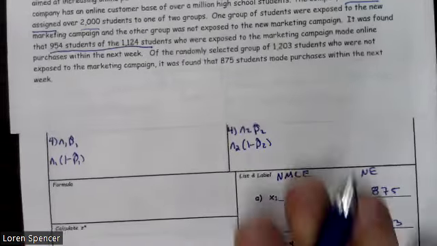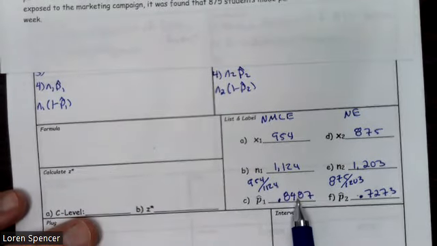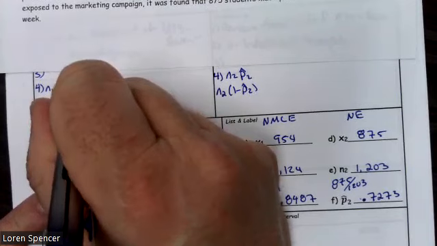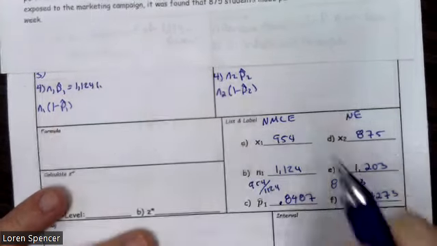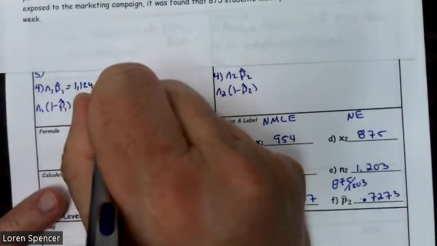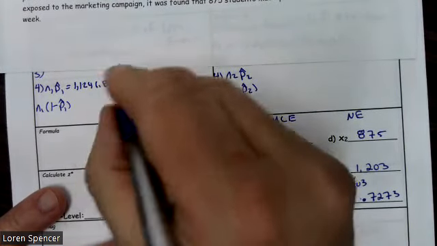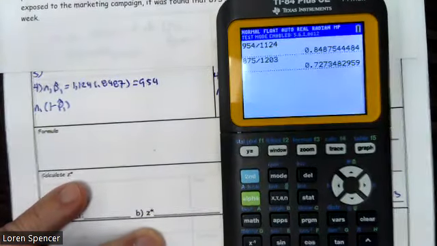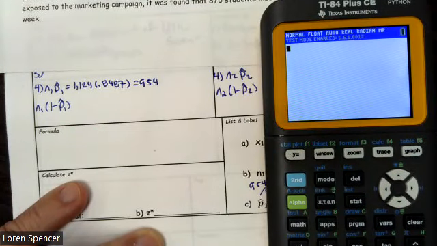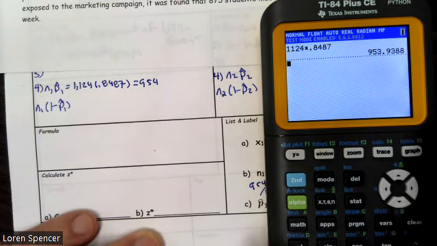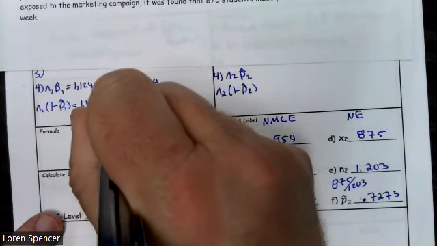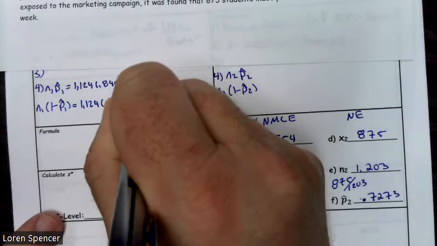Well, we said P hat 1 was 0.8487, and our sample size is 1124, so N1 times P hat 1 equals 1,124 times 0.8487. And that's going to equal 954. Let's check that out to make sure that's pretty close. So 1124 times 0.8487. All right, pretty much 954. This is going to equal 1,124 times 1 minus 0.8487.